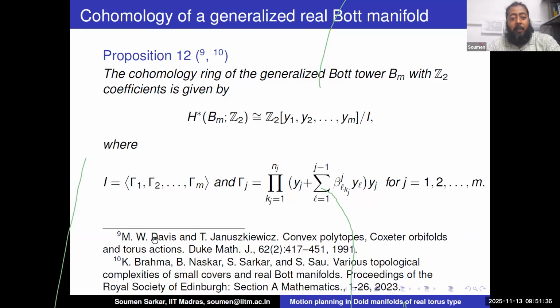And this calculation comes because Davis and Januszkiewicz did not write it in this form. They gave it in a different form. So we had to use the equivalence definition, that a generalized Bott manifold is a small cover and vice versa. So we had to use that computation and some algebra to get this nice form. Okay, which we did in another paper.